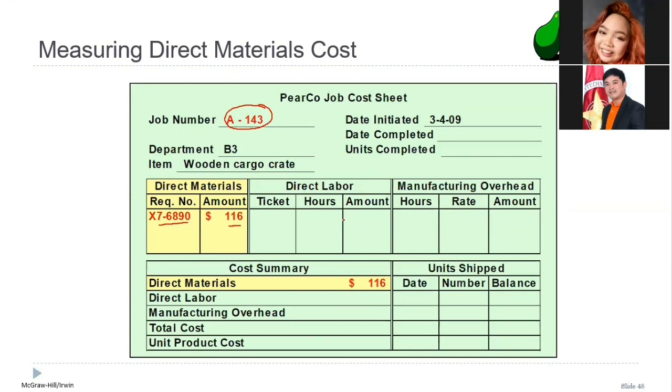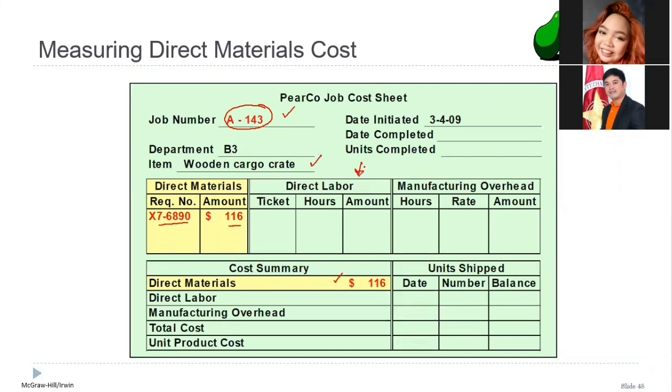Okay, so we just transferred it here. And automatically, that would be summarized below, the direct materials that we used to produce the wooden cargo crate for job A143. Okay, so let's continue.